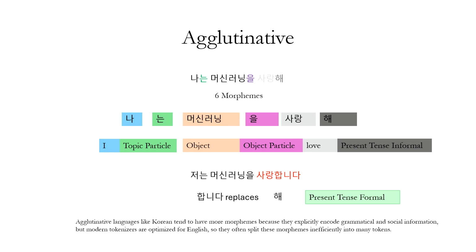So agglutinative languages like Korean tend to have more morphemes because they explicitly encode grammatical and social information. But modern tokenizers are optimized for English, so they often split these morphemes inefficiently into many tokens. So that's something to be mindful of when you're working with LLMs, especially the fact that there's just so many languages, so many different grammatical structures. So that's what I was trying to get at with the 3 examples previously.